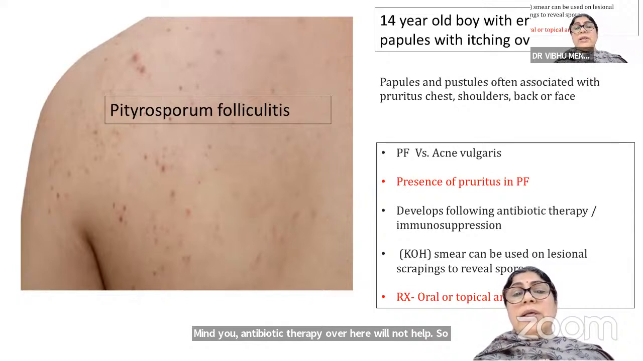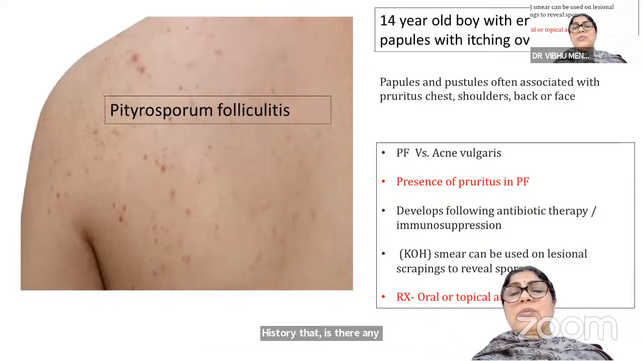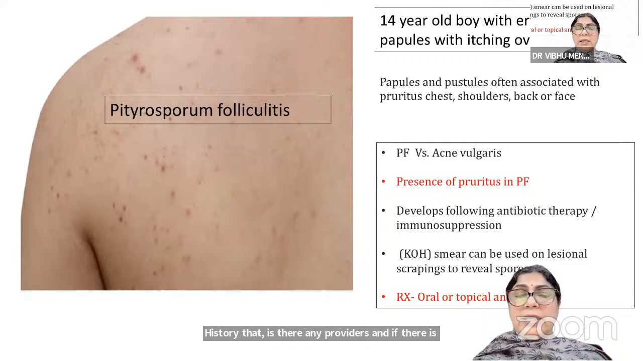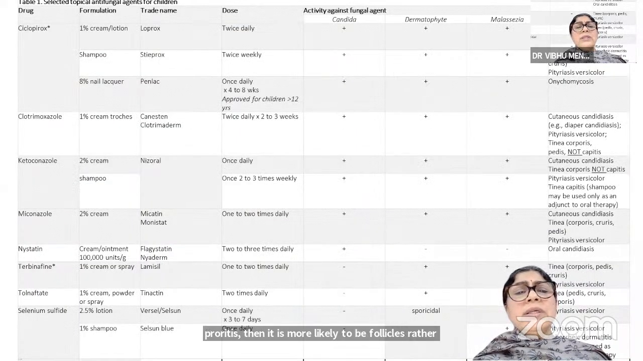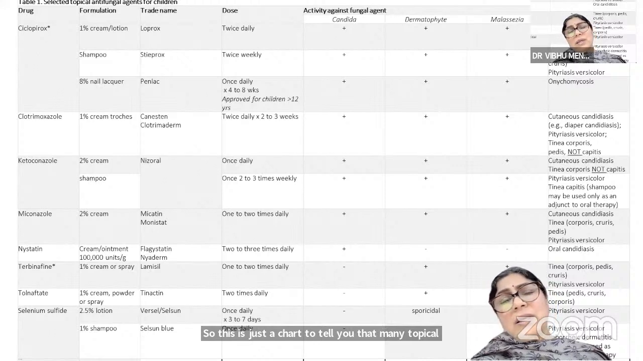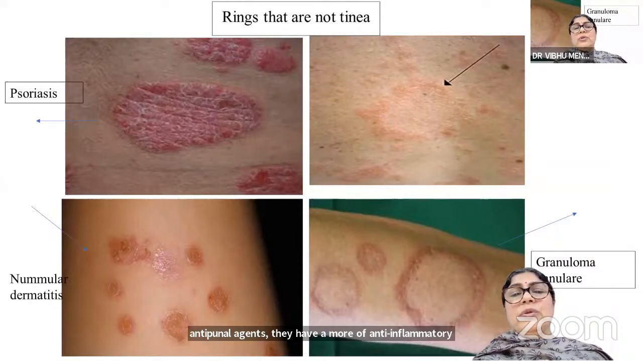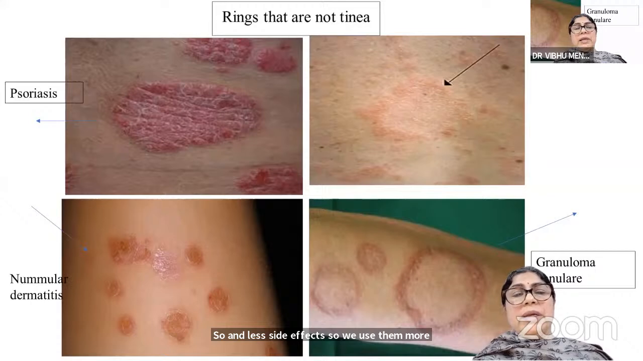So you have to be sure that you are dealing with Pityrosporum folliculitis and not acne by just asking a simple history: is there any pruritus? If there is pruritus, then it is more likely to be folliculitis rather than acne. So this is just a chart to tell you that many topical antifungal preparations are there, and they're more or less the same in their efficacy. Like you have clotrimazole, ketoconazole, miconazole, terbinafine. The newer antifungal agents have more of an anti-inflammatory effect also, and fewer side effects, so we use them more often in the pediatric age group.